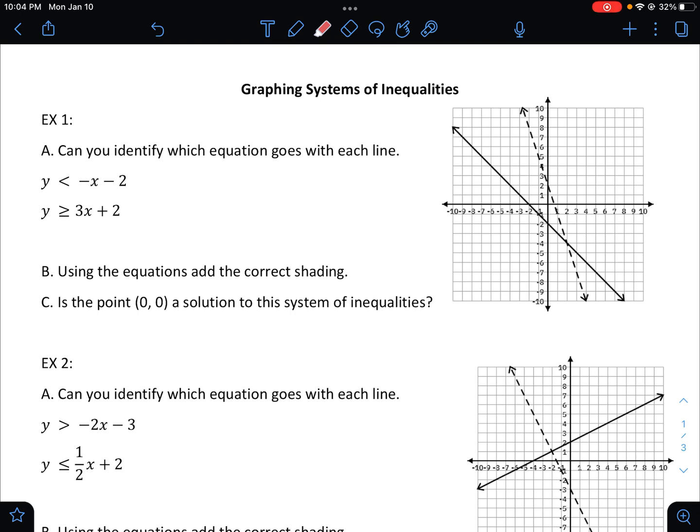So we're going to do this by breaking it down into three separate parts. So first part, for example 1, it says, can you identify which equation goes with each line?